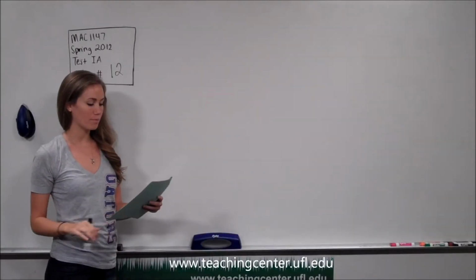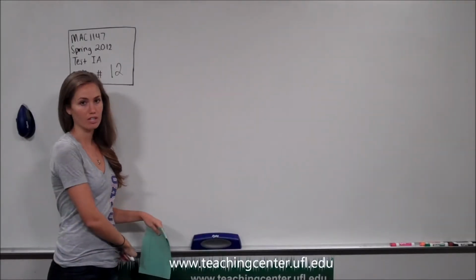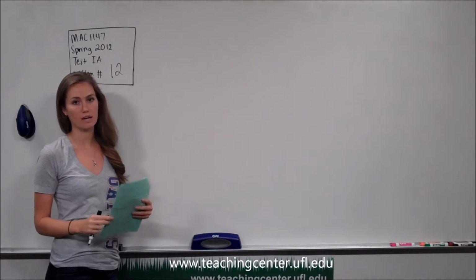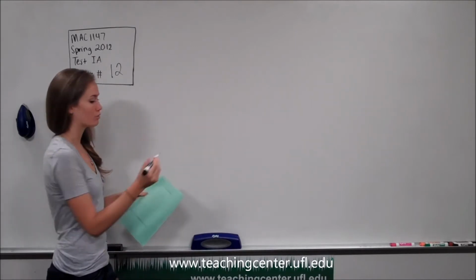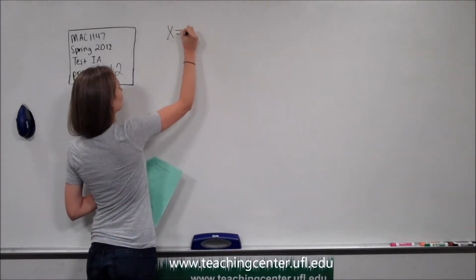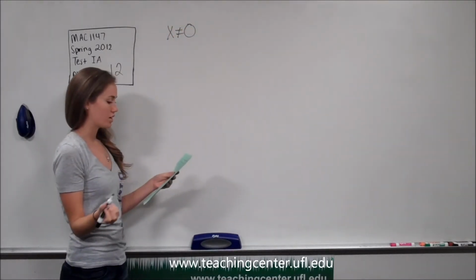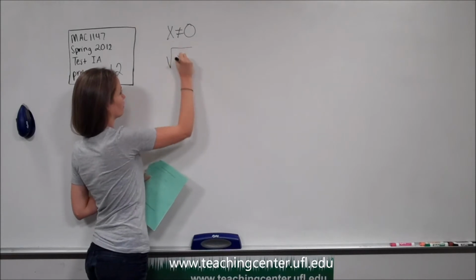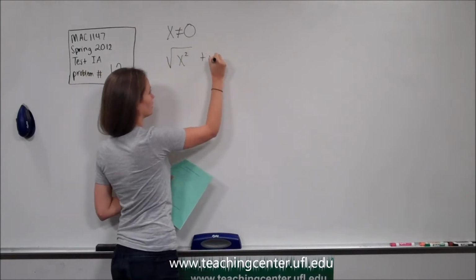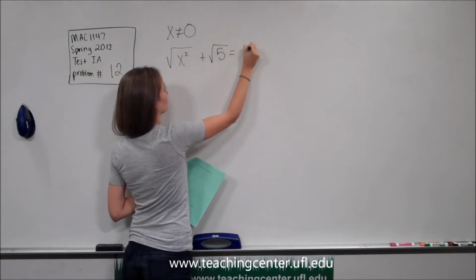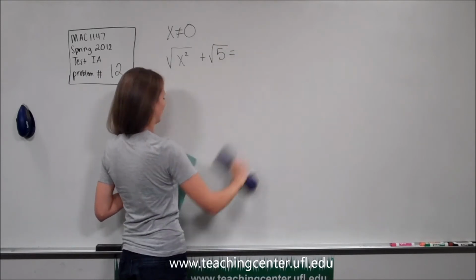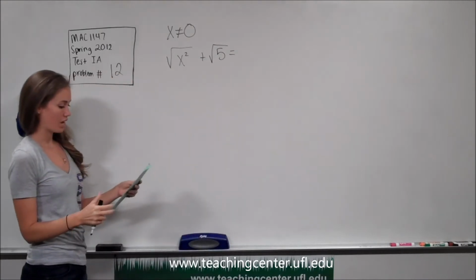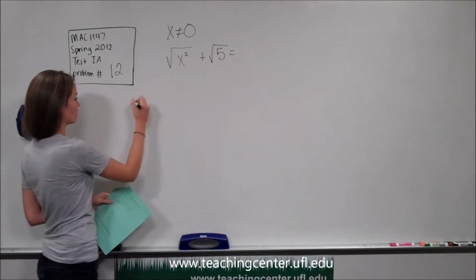Hi, today we're doing problem number 12 for MAC 1147, the Spring 2012 Exam 1A. For number 12, we're supposed to assume that x is not equal to 0, and we just have to solve the square root of x squared plus the square root of 5 equals, or excuse me, what it's equal to.